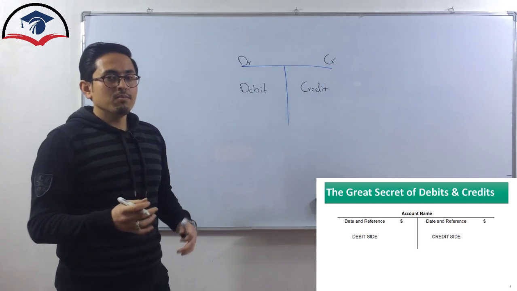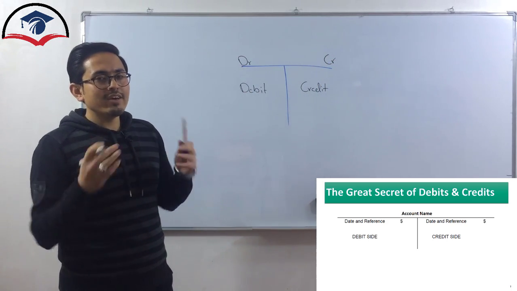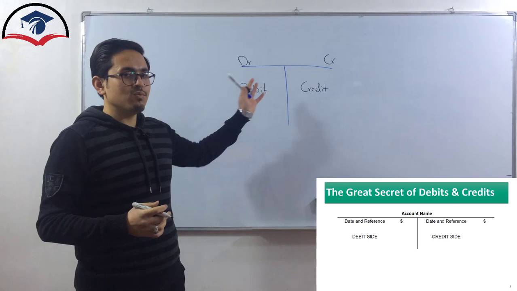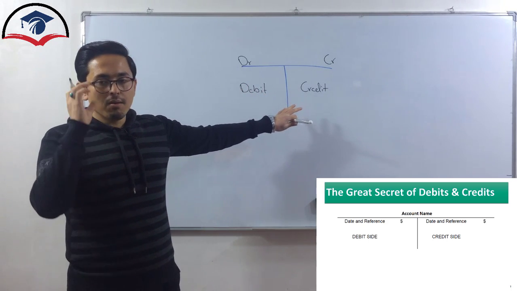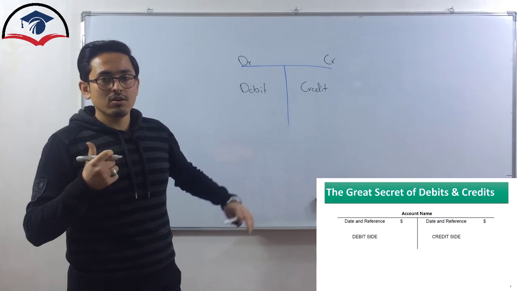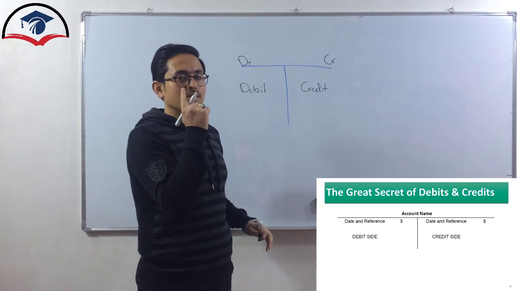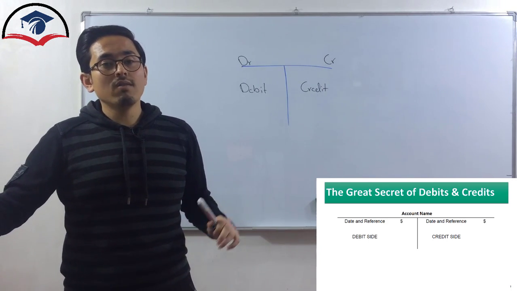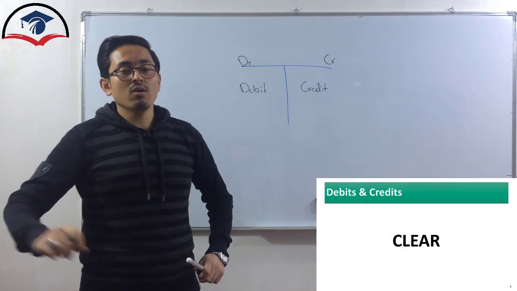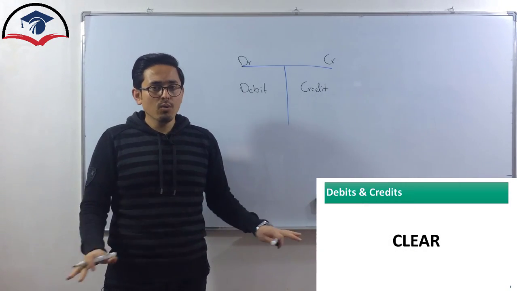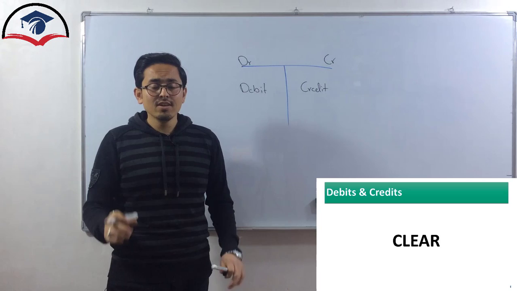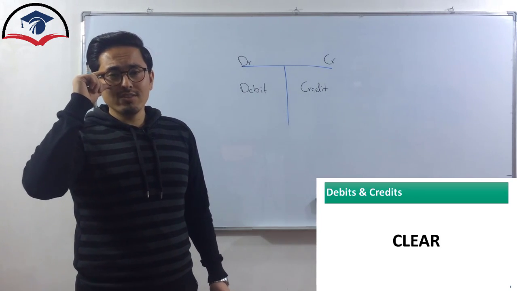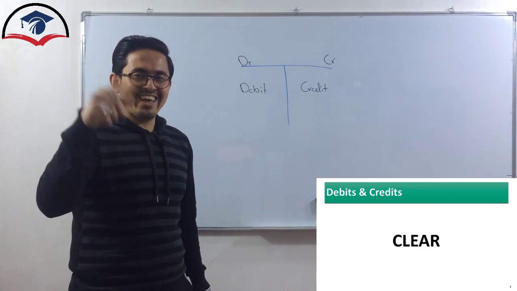Remember this one, because it will never change. Of course, the entries will affect two sides of that, but debit is always the right side and credit is always the left side. And it does not mean that debit is always increase and credit is always decrease. No, never. We have a golden father of the secret, CLEAR.